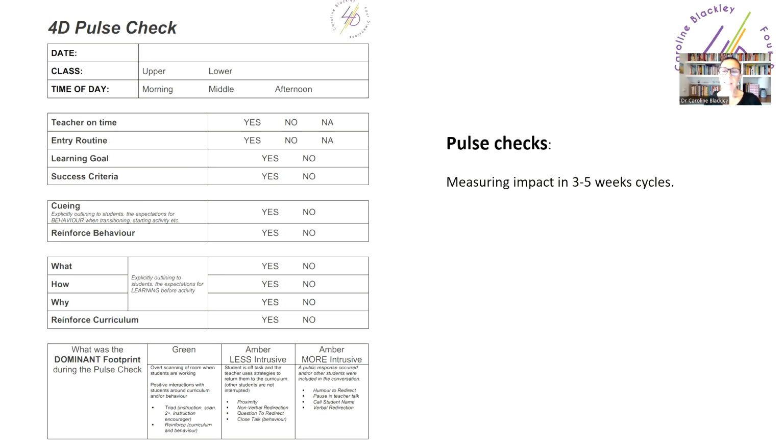We then create pulse checks. Pulse checks are for measuring impact in 3 to 5 week cycles. And this is just an example of it. This is what myself and our data consultants will do with your leadership team.